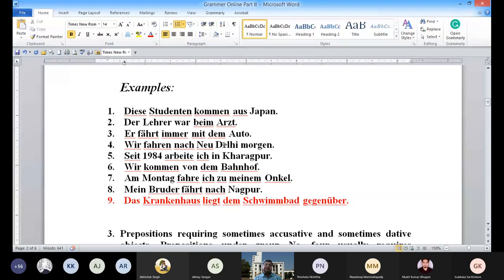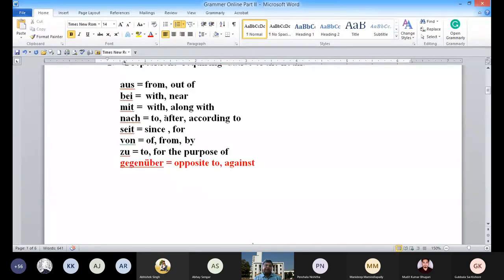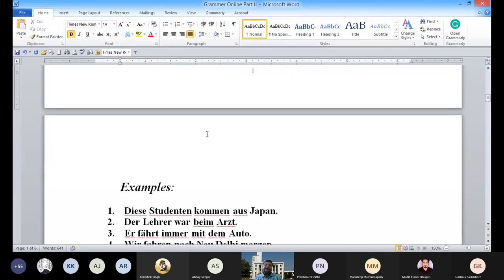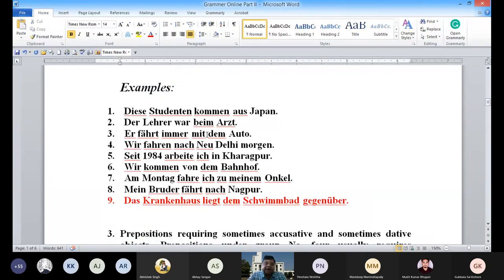Nach means after in the context of time. Like if I want to say, oh, I will meet after 3 o'clock, or I will come after 3 o'clock, it's "nach 3 Uhr." So there the meaning will be after 3 o'clock. So in the context of time, nach means after. In the context of place, or when there is a movement from one place to another, you are going, traveling, then nach means to.